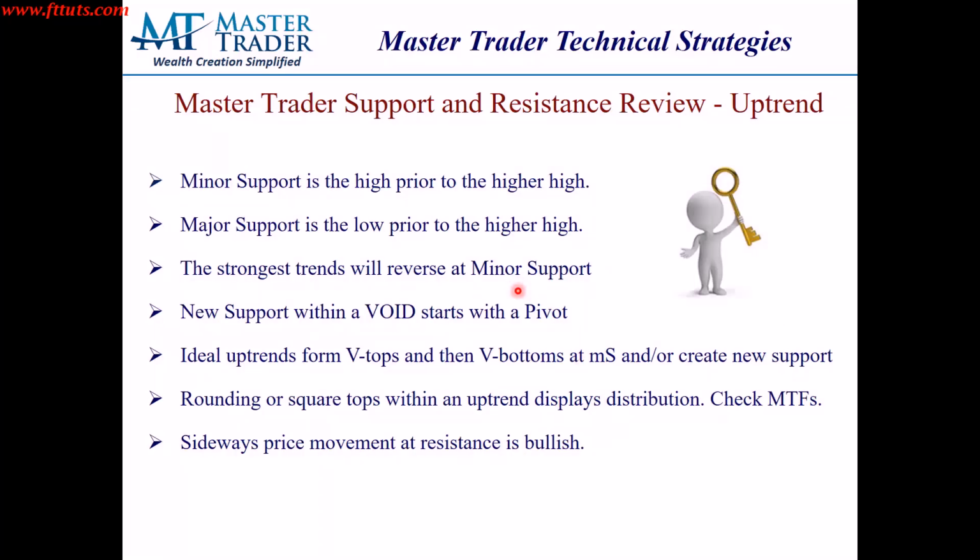All right, a review. Minor support is the high prior to a higher high. Major support is the low prior to the higher high. The strongest of trends, they'll reverse at minor support. New support within a void starts with the pivot. And let me just say, the strongest of strongest trends will not pull back to minor support. They will create support.